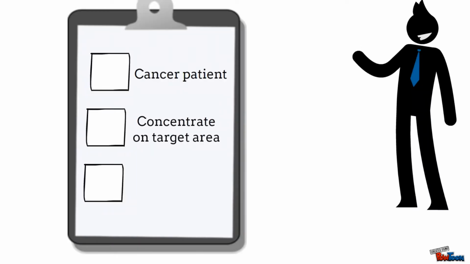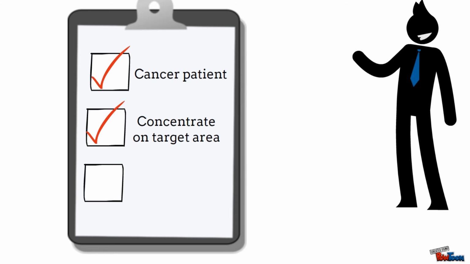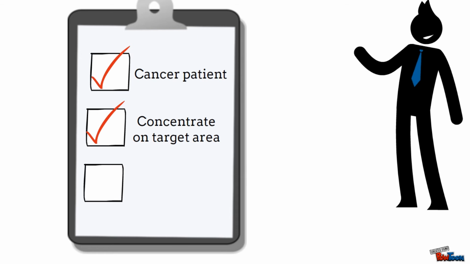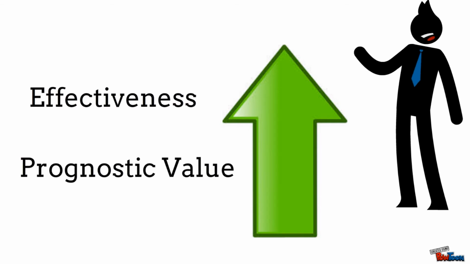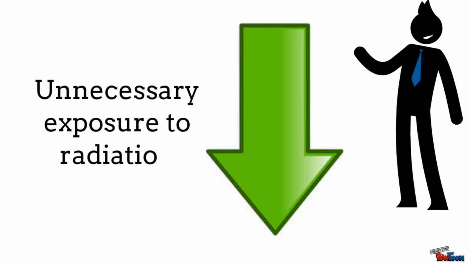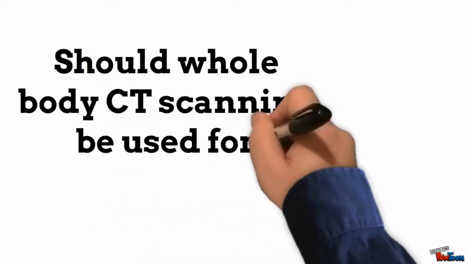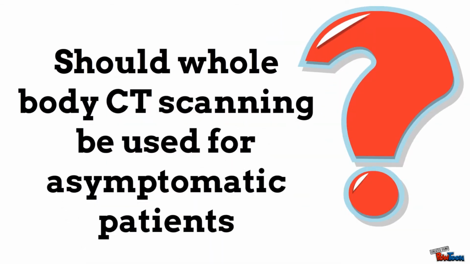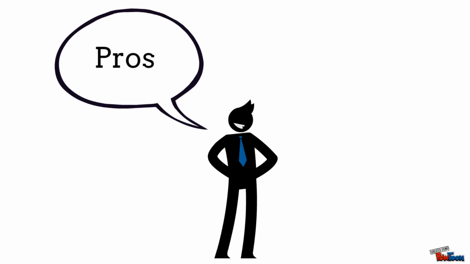Whereas in the case of patients who show symptoms of cancer, the CT scan can concentrate on a specific investigation area. This increases the effectiveness and prognostic value of CT images acquired, and significantly reduces unnecessary exposure to radiation. The question is, should whole-body CT scanning be used for asymptomatic cancer patients? In order to answer this question, let's consider the pros and cons.